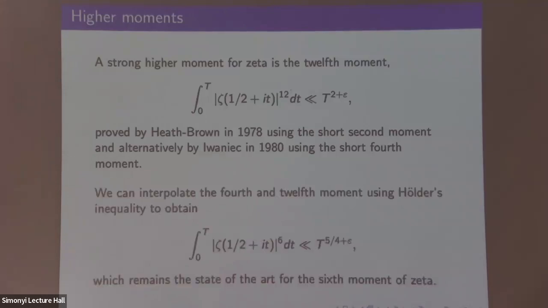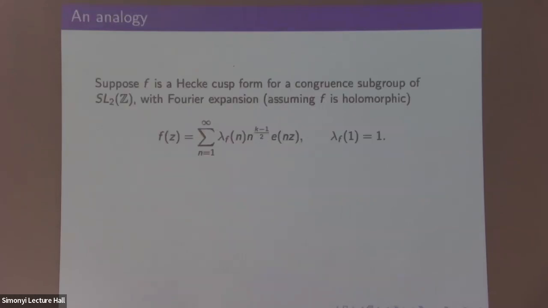Okay, so the 12th moment you can interpolate using Holder's inequality between the fourth and the 12th moments, and you get something about the sixth moment. If you do the exercise, you get exponent 5/4. And that's the best that we know about the sixth moment of zeta. Okay, so for a lot of my talk, I want to talk about analogies. It's not really about zeta, but I want to talk about GL2 analogies. So let's say we have a Hecke cusp form, for a congruence subgroup, we could just take SL2Z for this talk.